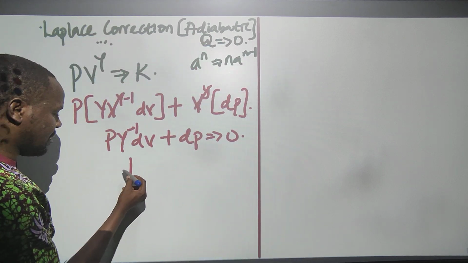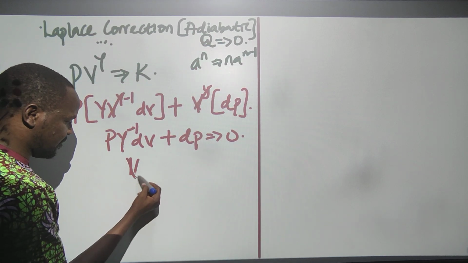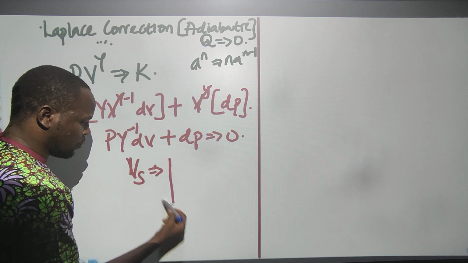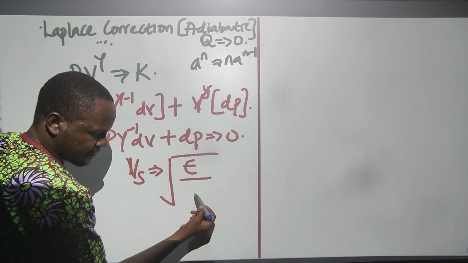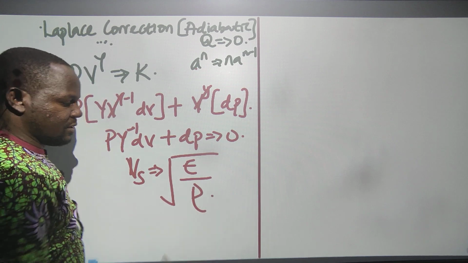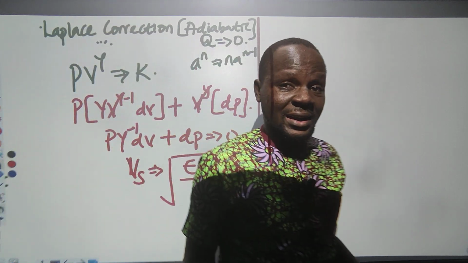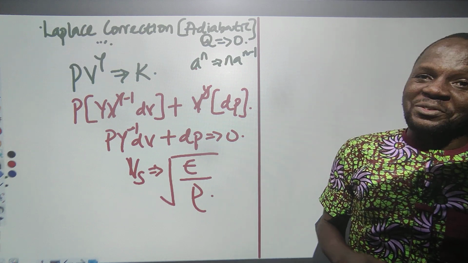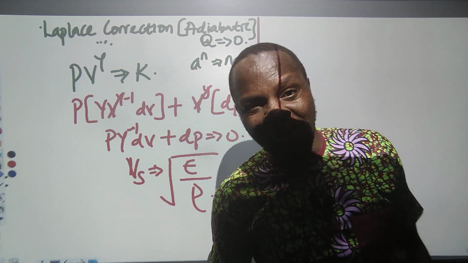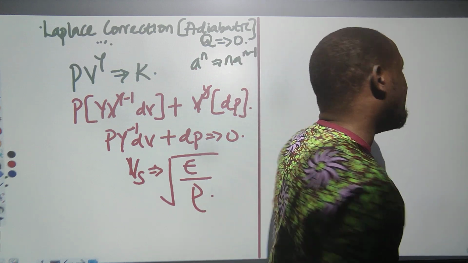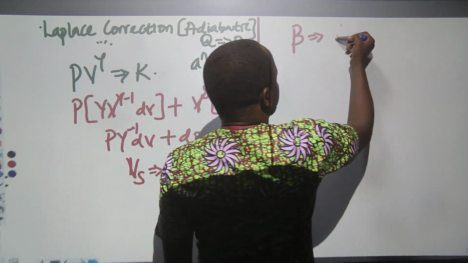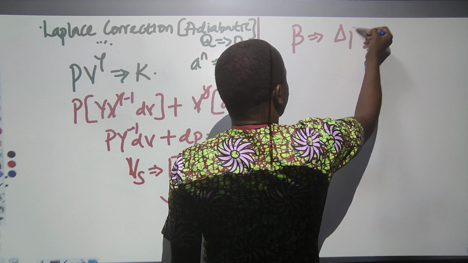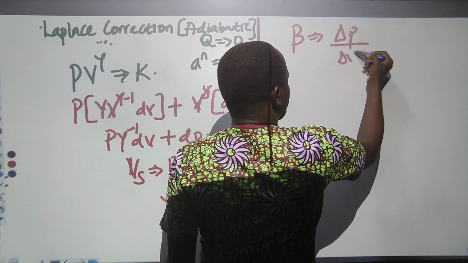You know the formula: the speed of sound Vs is equal to the square root of the elasticity over the density. So we are talking about liquids and gases. If we talk about liquids and gases, we are talking about bulk modulus. And because we are talking about bulk modulus, remember the bulk modulus formula is change in pressure, delta P, over delta V over V.